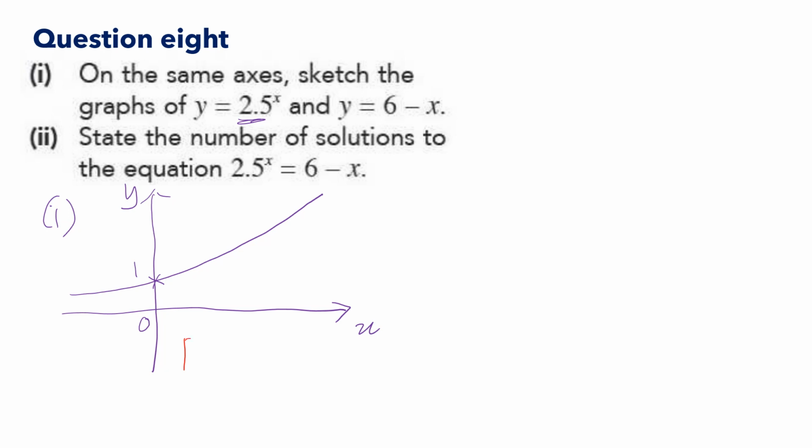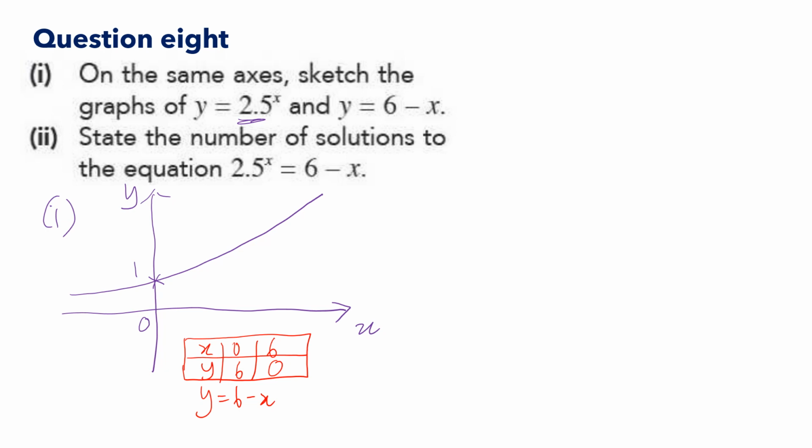So we can have a little table, not the physical table. Alright, so I can let x be 0. So 6 minus 0 will give you the y coordinate to be 6. Likewise, I can let y be 0, so 6 minus x equals 0, and x will be 6. Okay, so I have 2 points there.